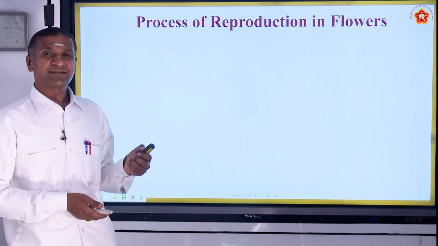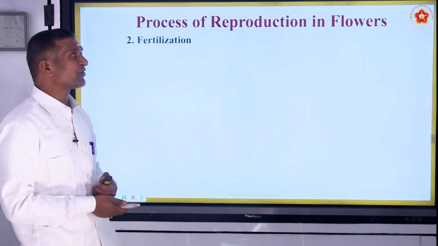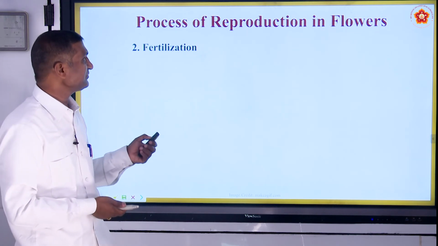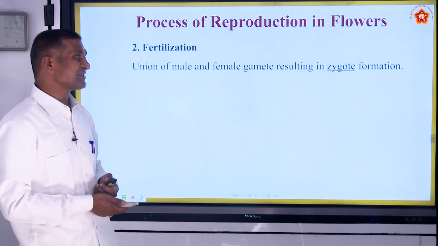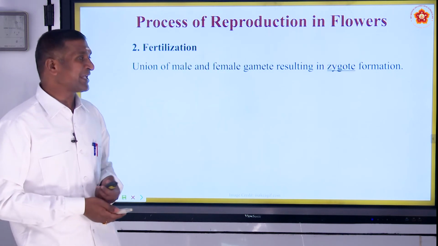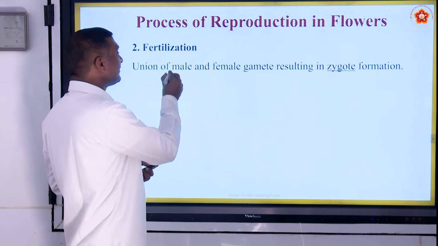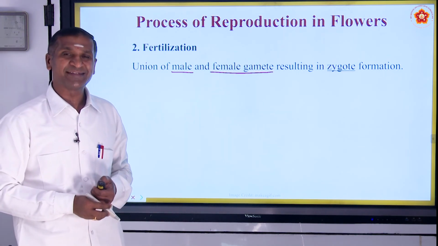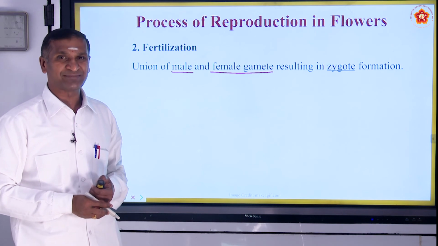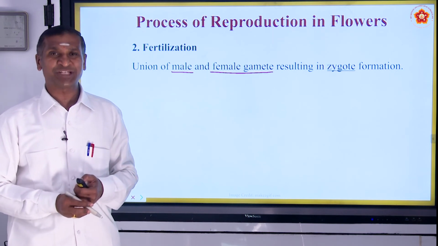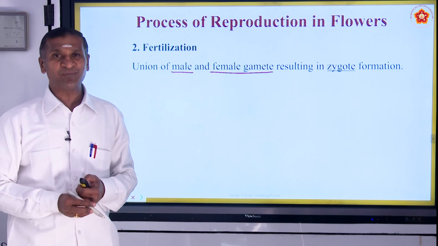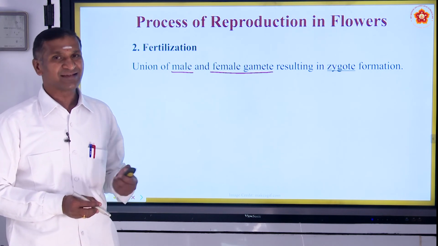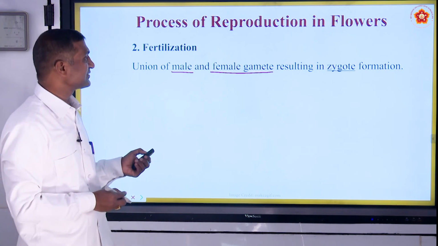The next second process of reproduction in flowers is fertilization. What is this fertilization? The union of male and female gamete resulting in zygote formation. It is the fusion or the union of male and female gamete which results in the zygote formation. It is fertilization.